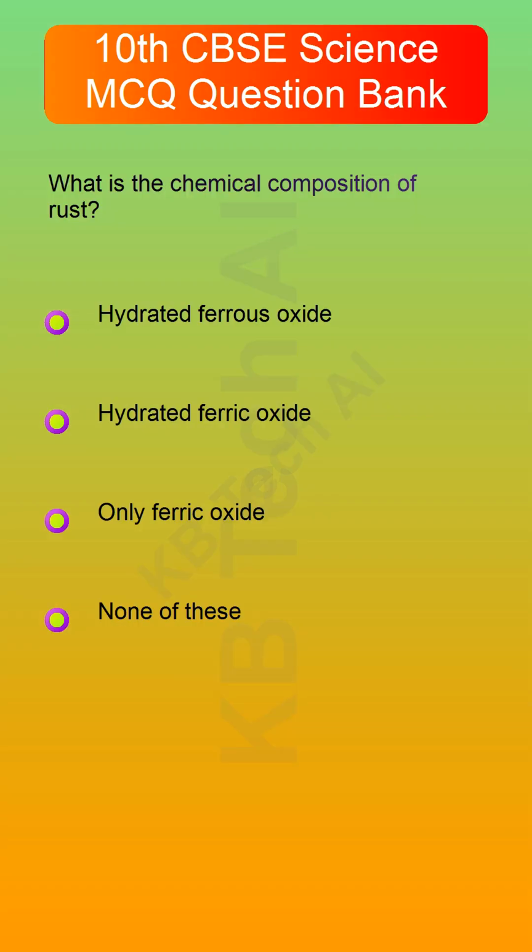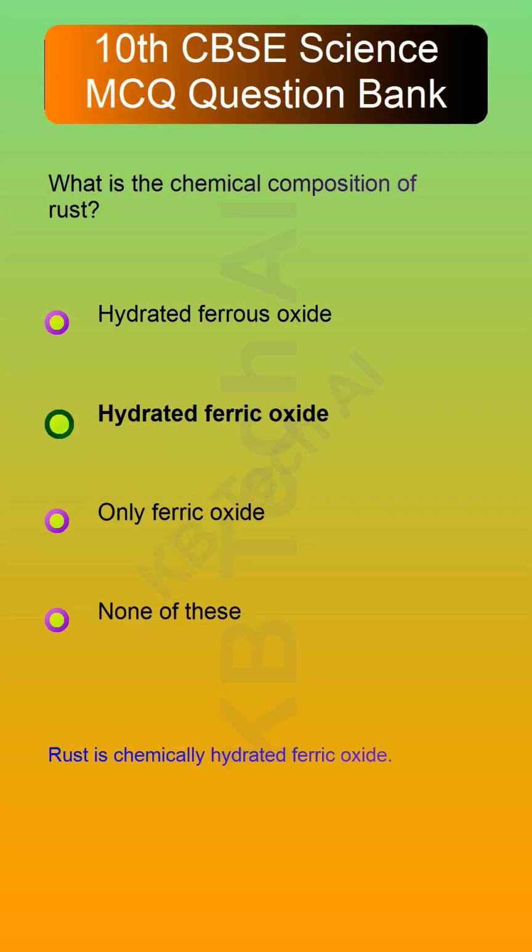What is the chemical composition of rust? Option 1, hydrated ferrous oxide. Option 2, hydrated ferric oxide. Option 3, only ferric oxide. Option 4, none of these. The answer is, Option 2, hydrated ferric oxide.